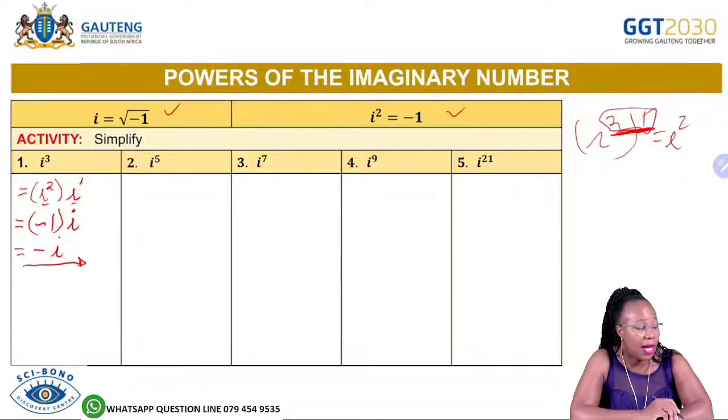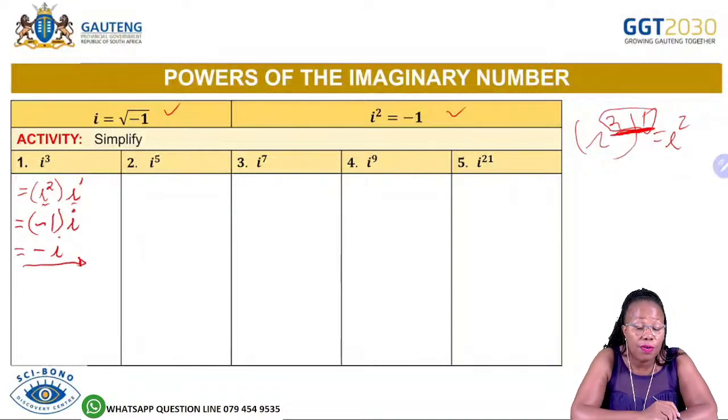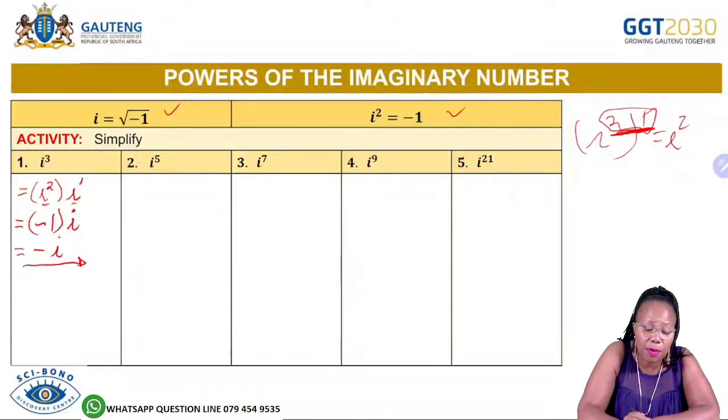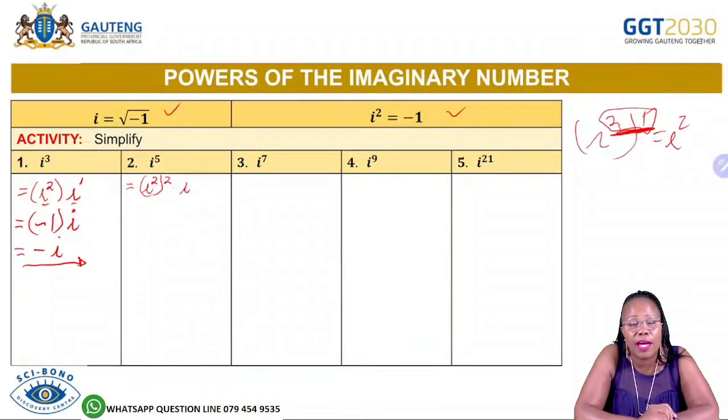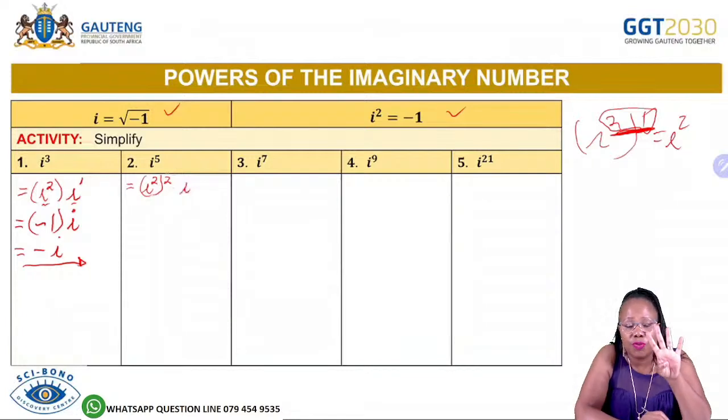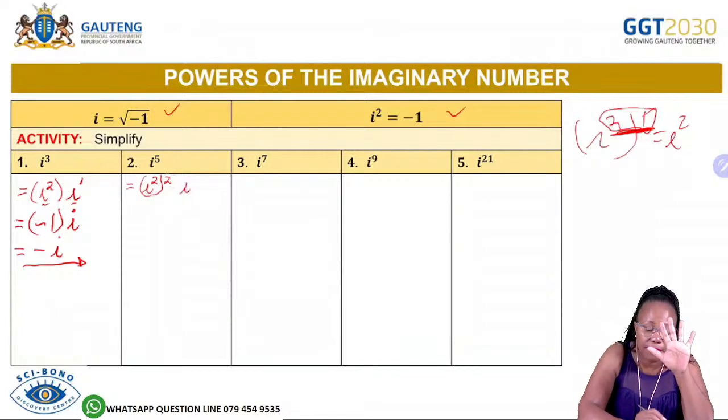You can't have any other alternative solution for number 1. That is the only solution for that particular problem. And then number 2, we are having i to the power 5, and we are going to create an i to the power 2. If you multiply 2 by 2, it will be a 4. That means we need a 5, so we are going to add an i in order to have i to the power 1. 2 times 2 is 4, so we add i in order to have a 5.